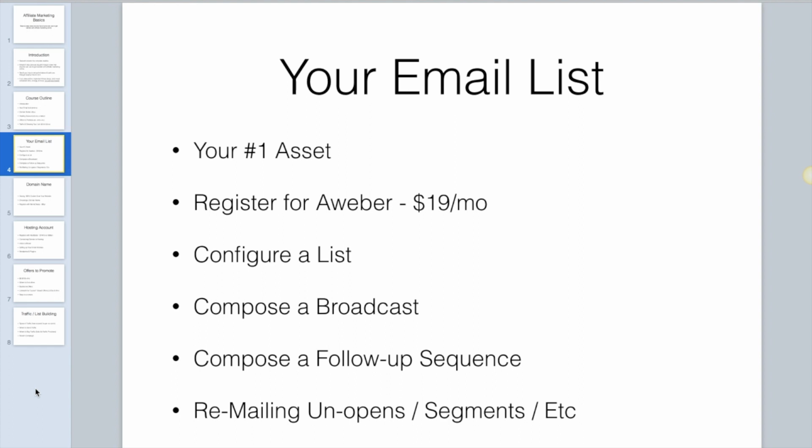I'm going to show you exactly how to register for Aweber. I'll walk you through that in the next video. Aweber is going to run you $19 per month. You actually have a free trial for the first 30 days, and then you'll spend $19 per month. And the reason why I start this whole course off with your email list, like I told you, is that you'll need an email list regardless of which company or product you're going to promote.